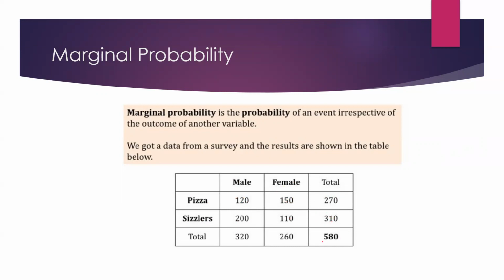So what is the total number here? 310 plus 270 is 580, and add the male data we have here, 200 plus 120, which is 320, and 110 and 150, which is 260, correct? So the total is basically 580, right? So let us now find out the marginal probabilities. All of you can take your calculator.